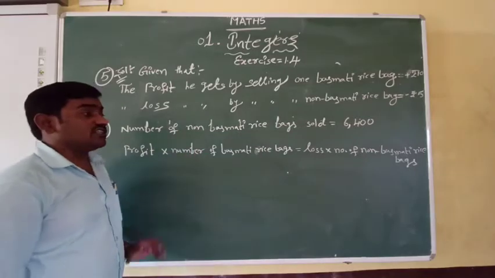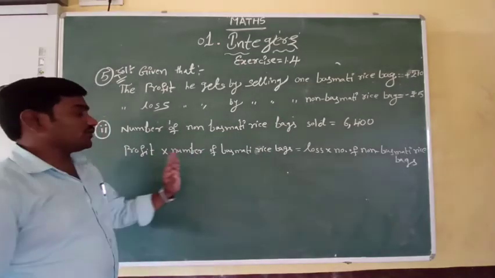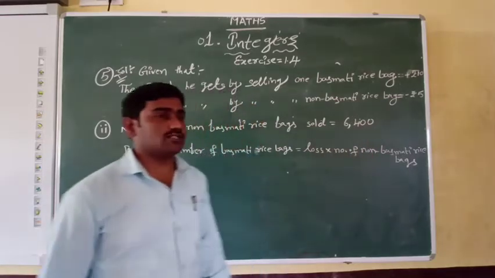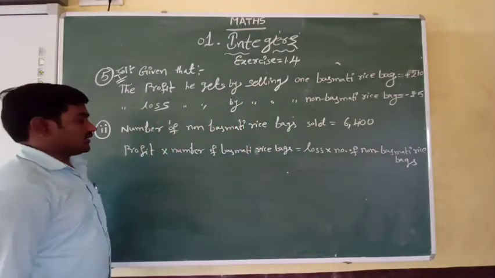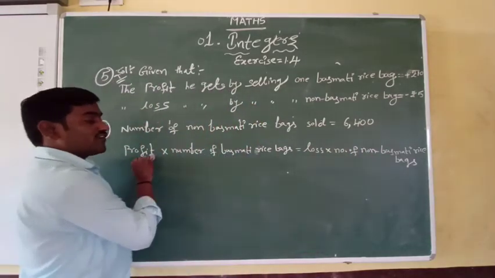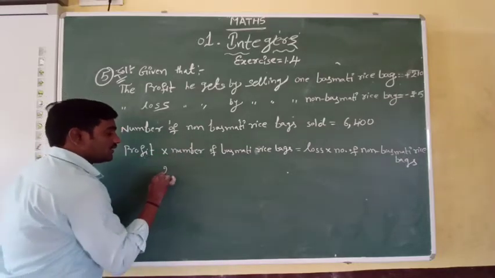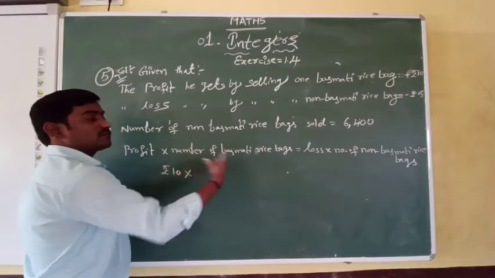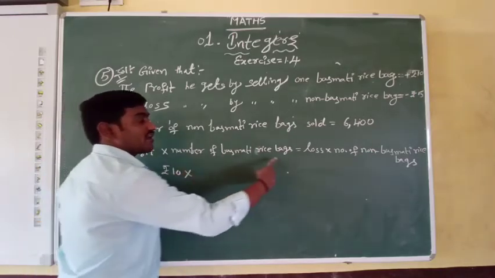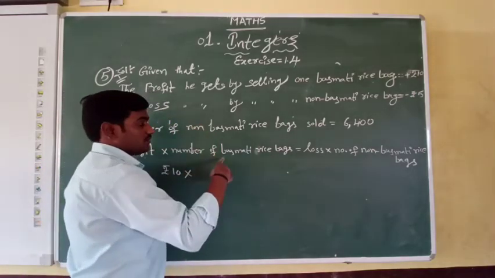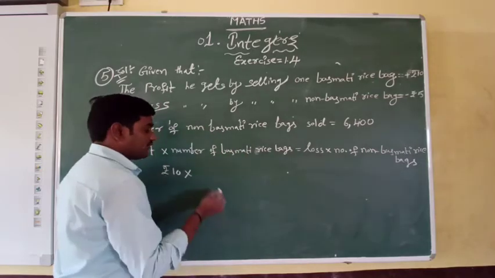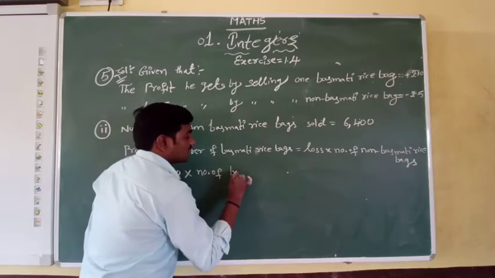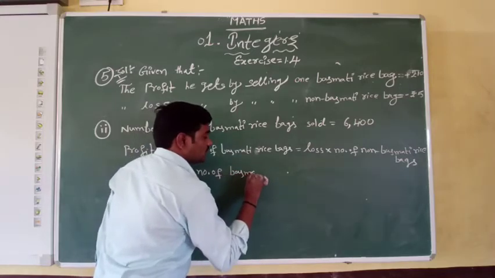Simple. If you do it this way, profit into the number of basmati rice bags equals loss into the number of non-basmati rice bags. Here, how much profit do you get on each bag? You get 10 rupees profit on each bag of basmati rice sold. How many basmati rice bags should be sold? That we don't know, so let us write number of basmati rice bags. This we need to find out.